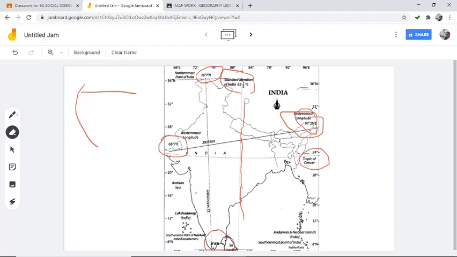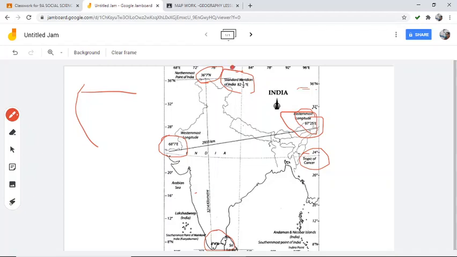What's the use of the standard meridian? The local time of this meridian is considered as the standard time for the entire country. That is the importance of the standard meridian of India. So how will you mark it in the map?